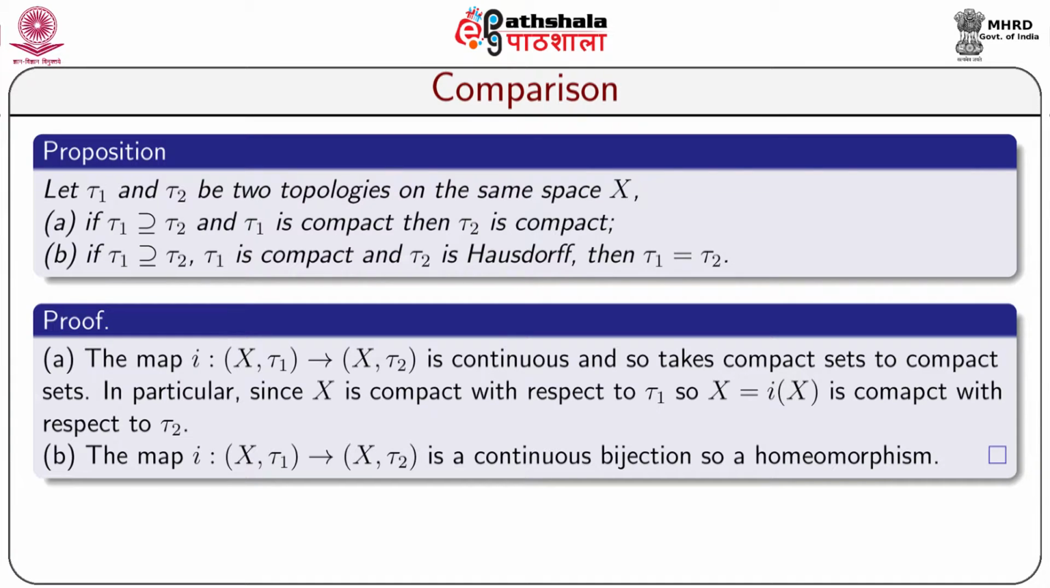To prove this, let us consider two topological spaces, one is (X, tau 1) and another is (X, tau 2). Now, let us consider an open cover of (X, tau 2). Since every tau 2 open set is a tau 1 open set, therefore this is also an open cover of the space (X, tau 1). Now, since (X, tau 1) is already compact, it has a finite subcover. So, this is also a finite subcover of (X, tau 2), that means (X, tau 2) is compact.